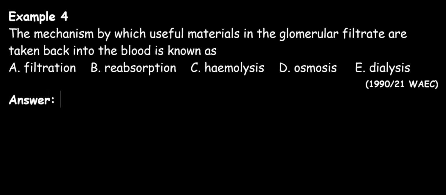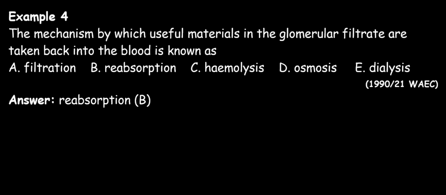Next question says, the mechanism by which useful materials in the glomerular filtrates are taken back into the blood is known as A. Filtration, B. Reabsorption, C. Hemolysis, D. Osmosis, E. Dialysis. The correct answer to this question is B. And this is due to the fact that the mechanism by which useful materials in the glomerular filtrates are taken into the blood is known as selective reabsorption.